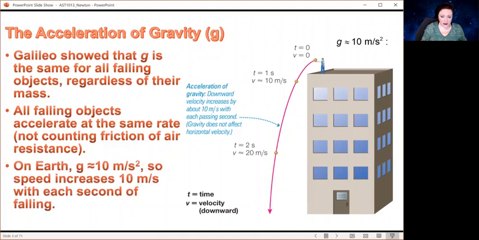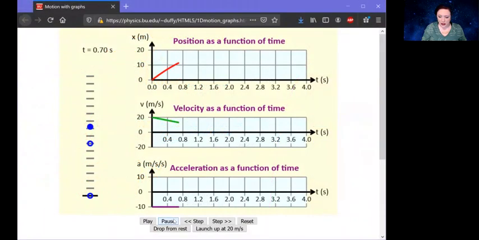And as I said, and you can see here, g, the acceleration due to gravity on Earth, is approximately 10 meters per second squared. So now we're going to look at what happens when we drop a ball from rest and what happens to its position, its velocity, and its acceleration as a function of time.